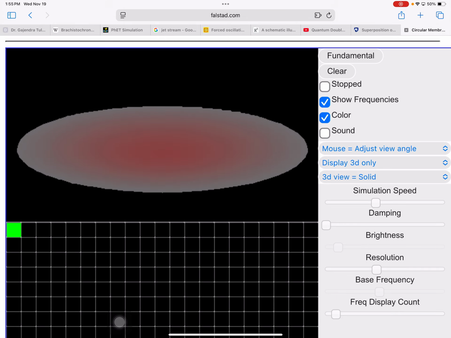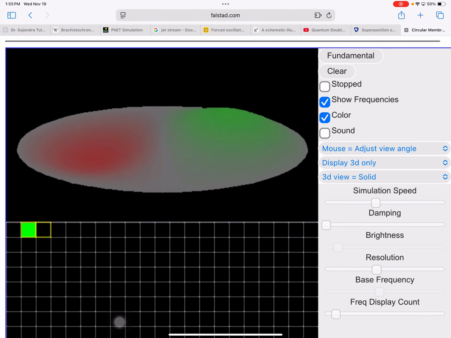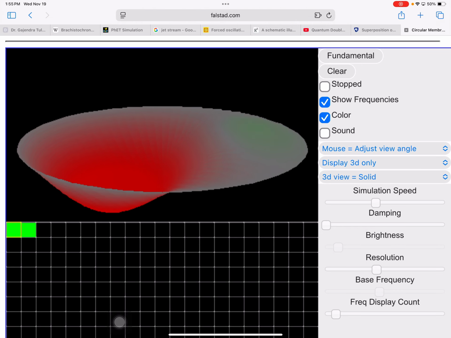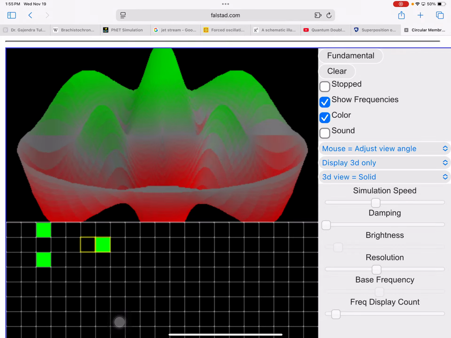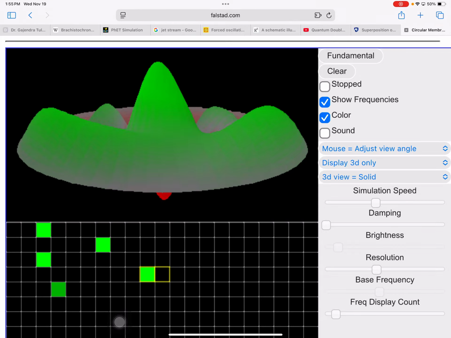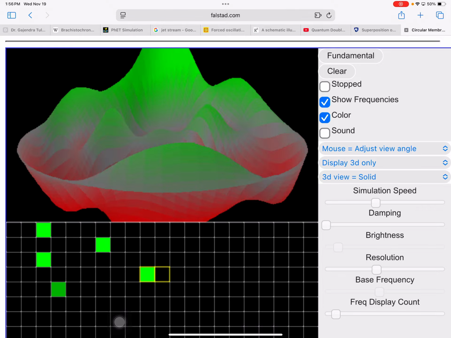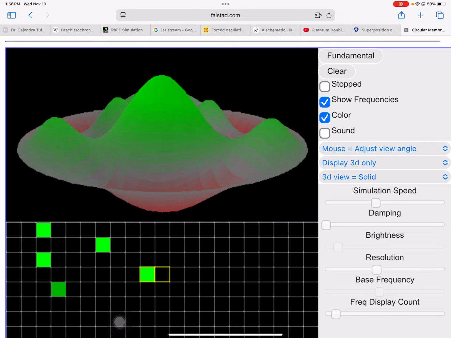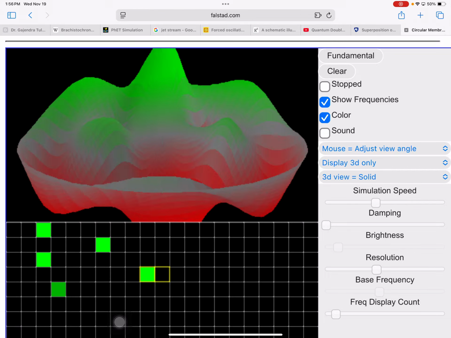Can you see that? So that's the lowest mode of vibration of a drum head. No music. There's the second higher mode. So when you pay for drum lessons, you're learning how to hit on different spots on the drum head to excite all different kinds of frequencies.